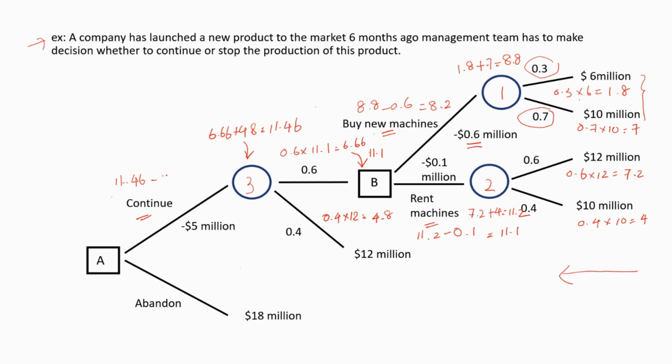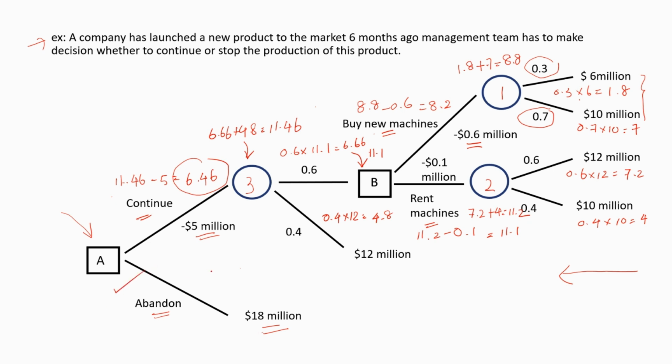Now we have to calculate the expected value for the option to continue, which equals 11.46 minus 5. 5 is the cost we have to incur if we select to continue this product. Be very mindful to deduct these costs. This equals 6.46. Now we have to make the final decision at decision point A, whether to continue this product or abandon this product. We select the highest positive expected value option, which is to abandon this product because 18 million is higher than 6.46. So we select the abandon option.